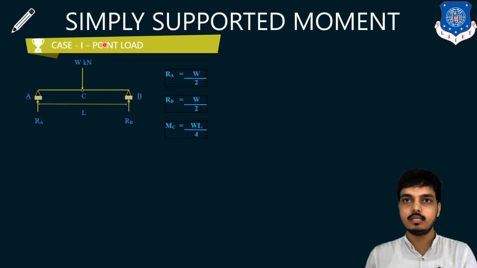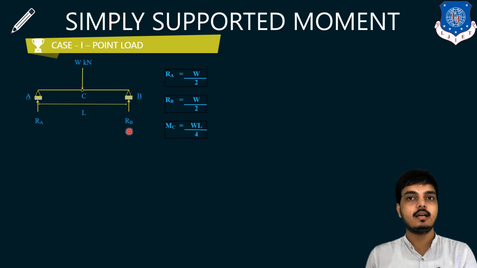Our next theory is simply supported moment. So case number 1 is point load. Now earlier we have learned fixed end moment, which comes at the ends. Now these simply supported moments will be coming at maximum loading, below the maximum loading, means where there is a maximum load, there this moment will occur.